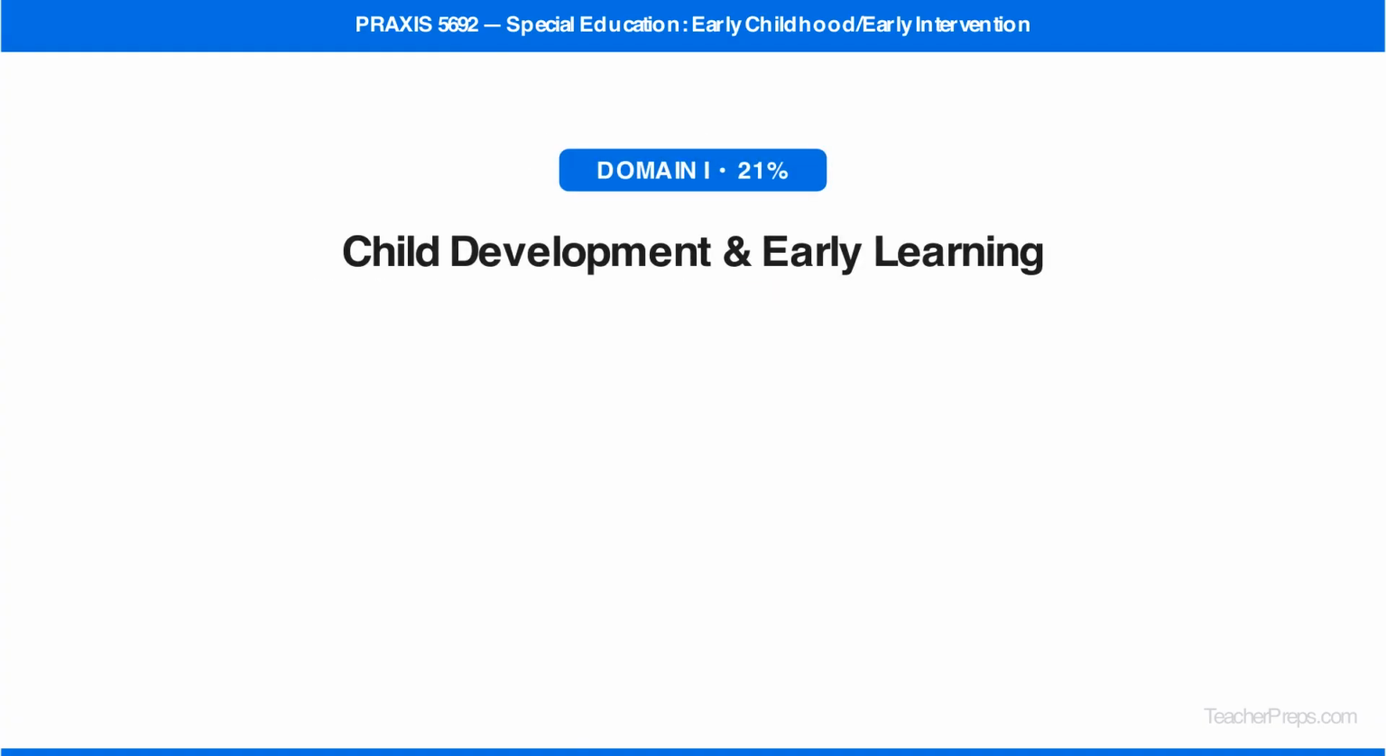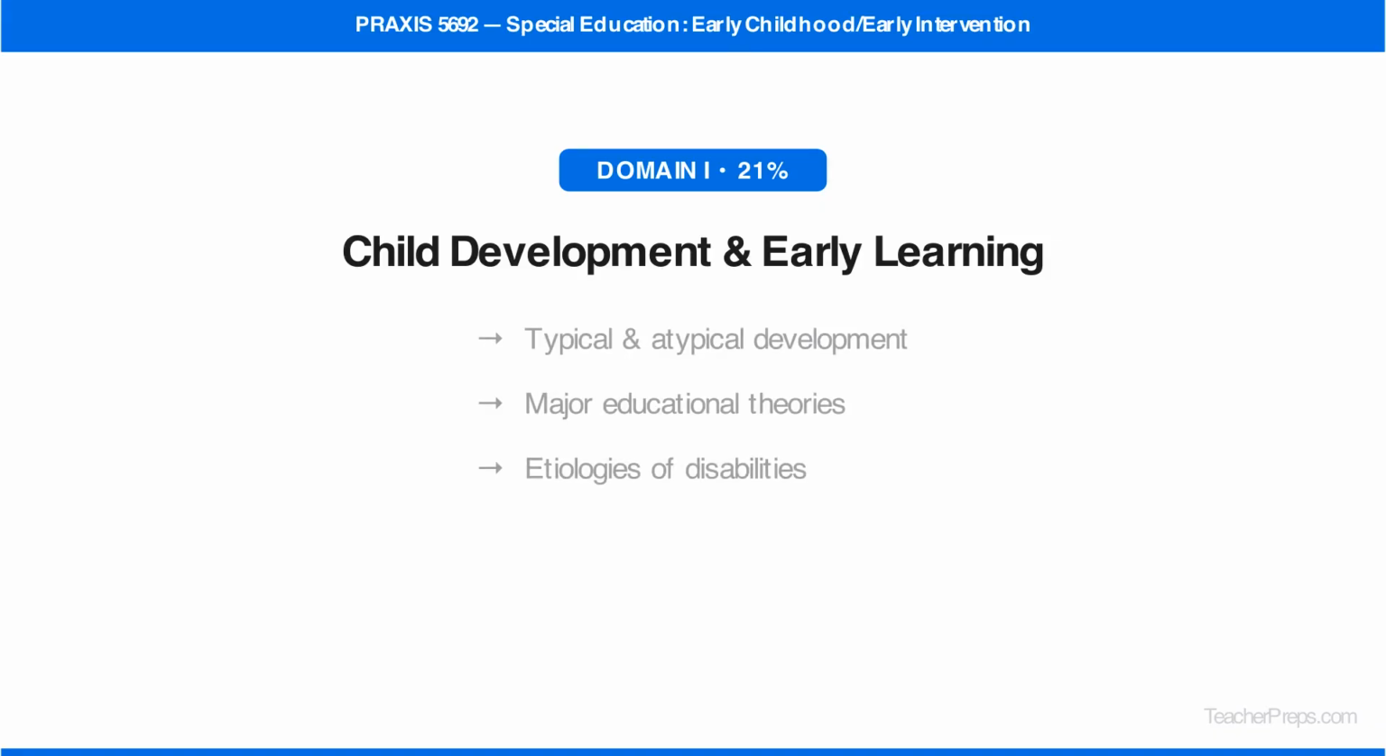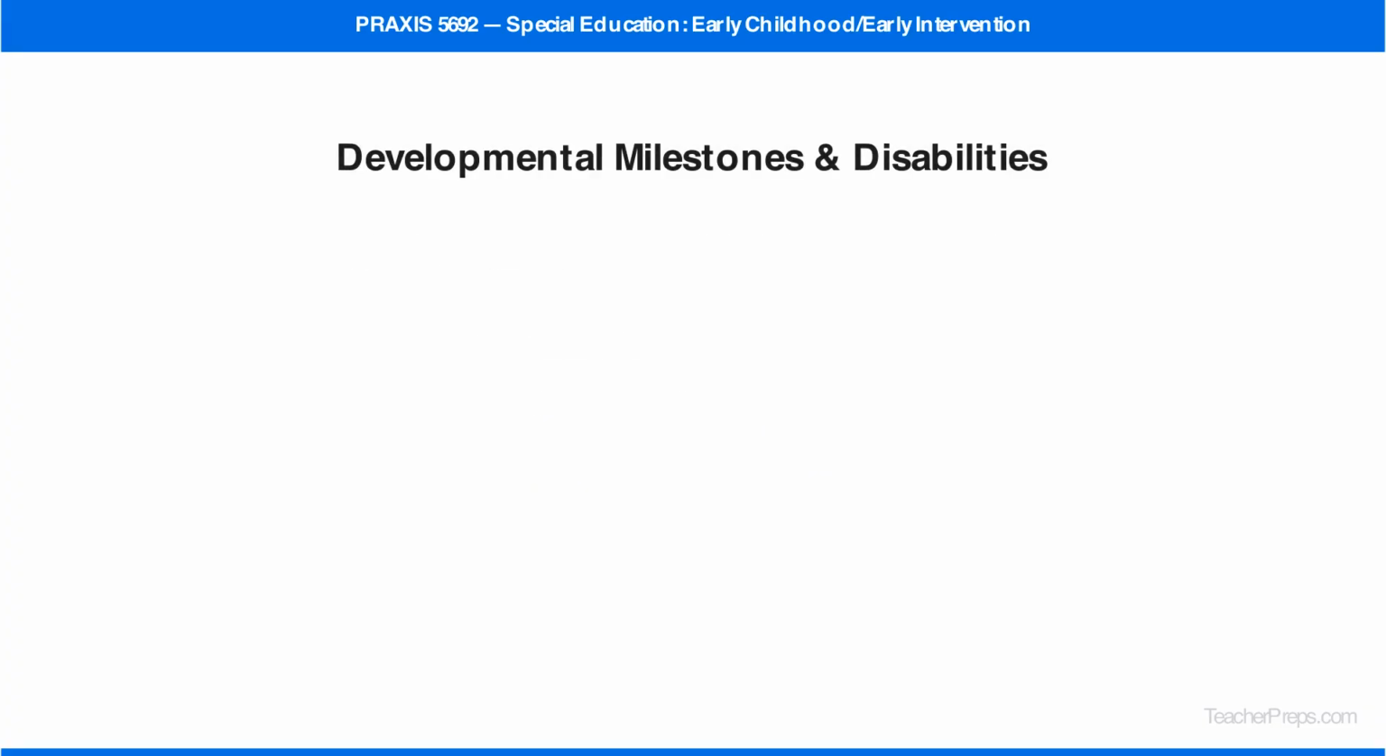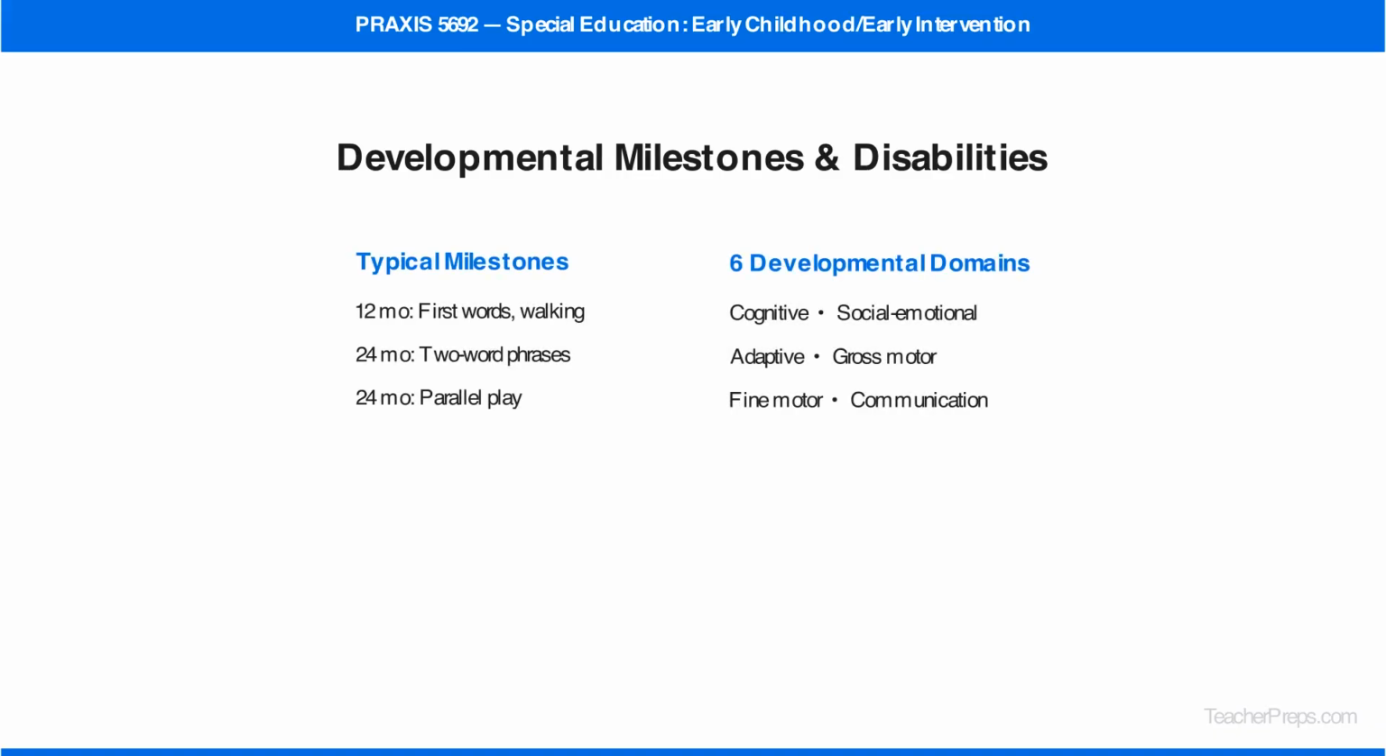Domain 1 is Child Development and Early Learning, worth 21% of your score. This domain tests how young children develop from birth to age 8, including typical and atypical development, major educational theories, and the causes of various disabilities. You need to know the difference between typical milestones and red flags. Typical development follows a predictable sequence but varies in timing.